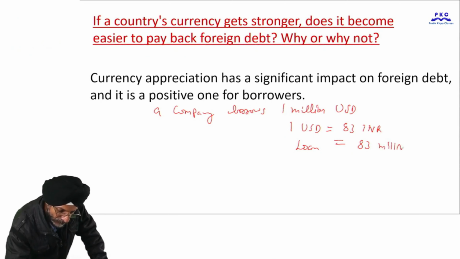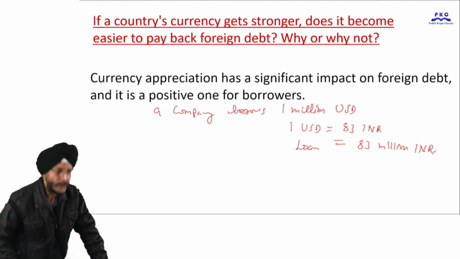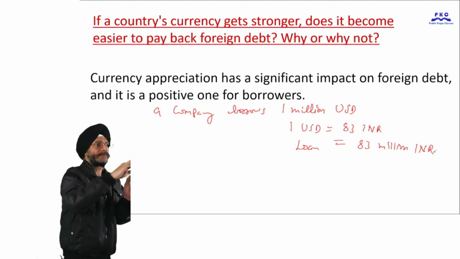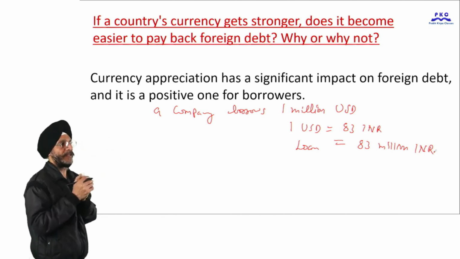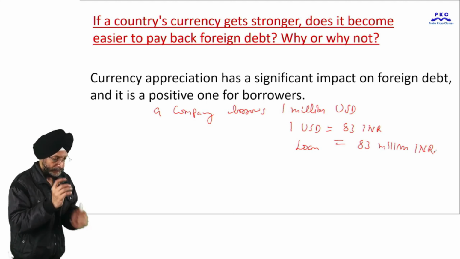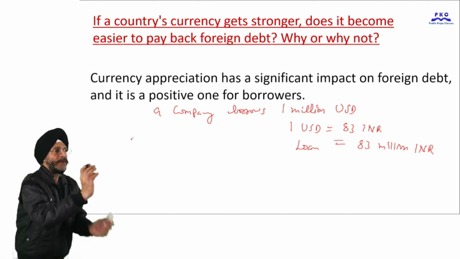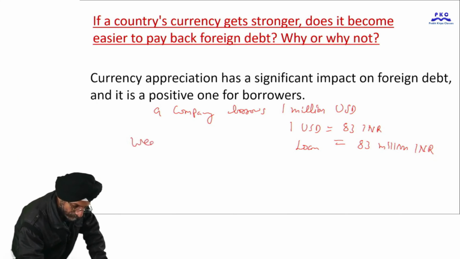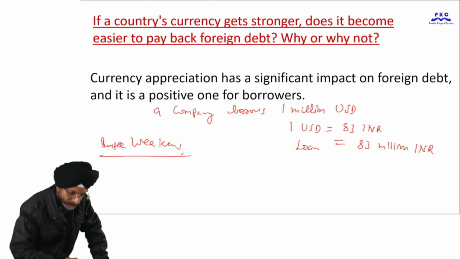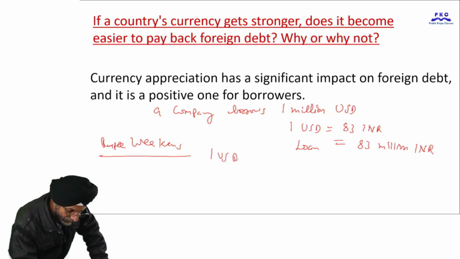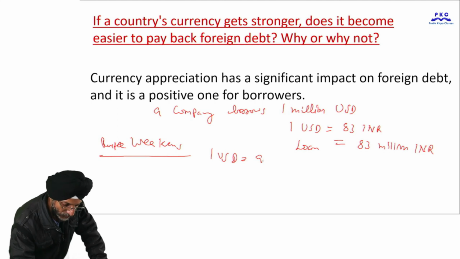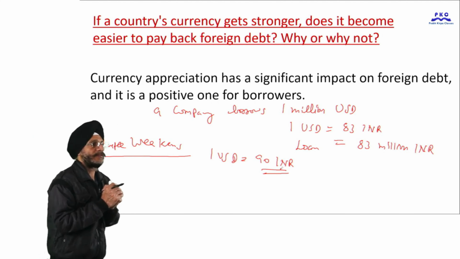83 million Indian rupees. This is the loan, the present day value of the loan which has been availed by the government of India or any company in India. If the Indian rupee weakens, suppose it becomes 90 Indian rupees equal to 1 US dollar.